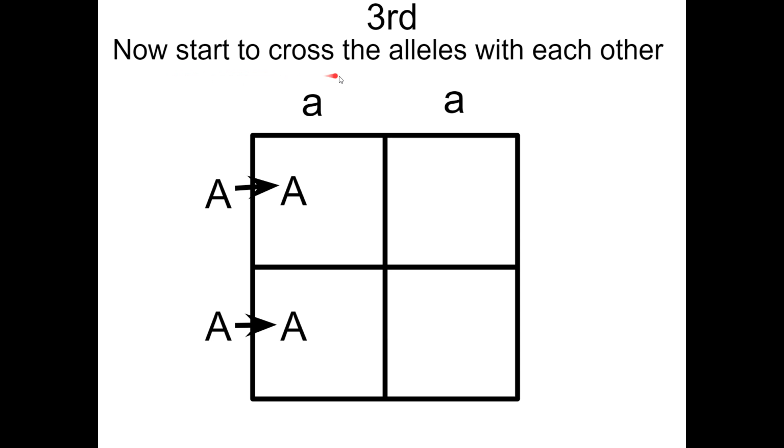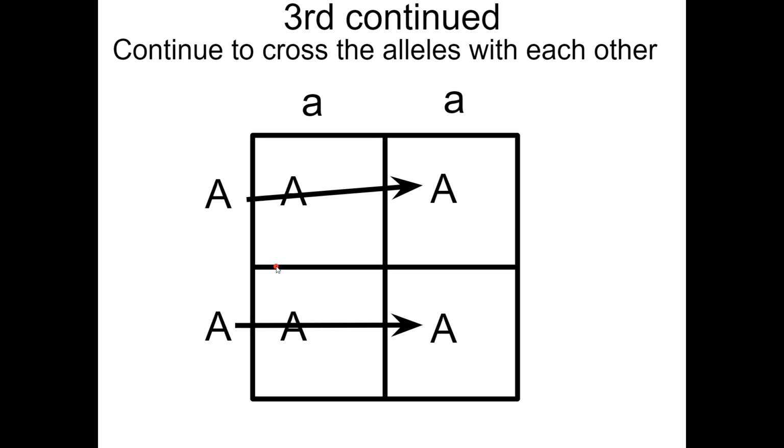Now we need to start to cross the alleles with each other. So we take this A, and this mom here would pass on an A here. Remember, she has 2 alleles, and this is why we have 2 for each. She'd pass on one here, and she'd pass on one there. She'd also pass one on here, and pass one on here. There's a possibility of 4 offspring.